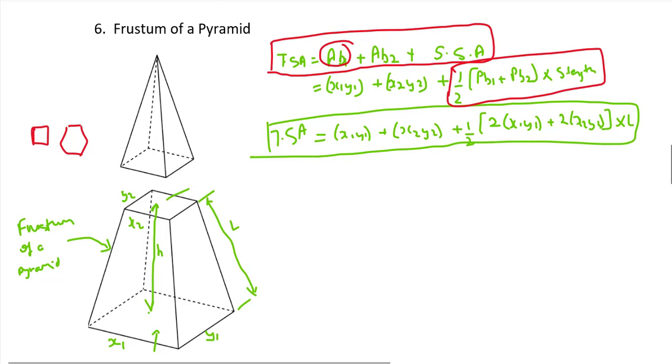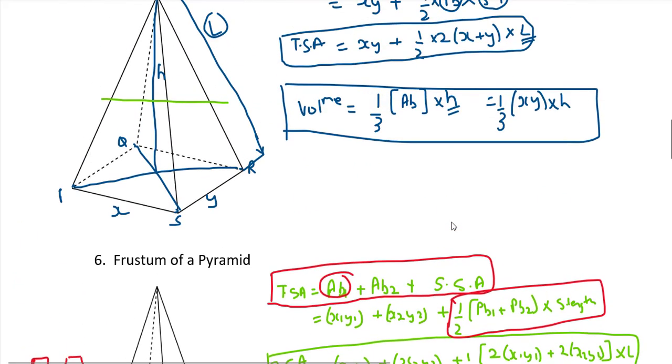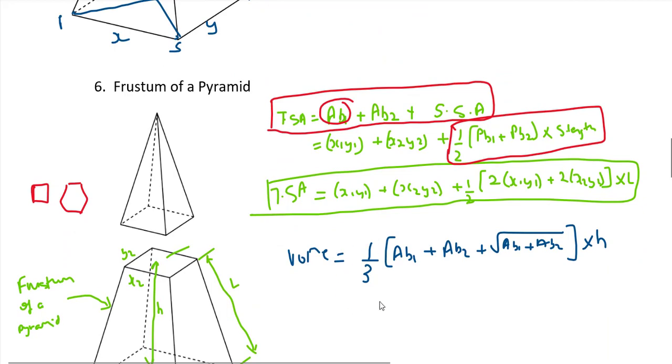And let us see how we find the volume of the first one. So volume will be given by, again, 1/3 into area of base 1 plus area of base 2 plus square root of area of base 1 into area of base 2, into the vertical height h. If you notice the similarity in the two formulas, volume of the pyramid was 1/3 of some area into vertical height h. This is also 1/3 of some area into vertical height h. The only difference is we have two areas in this case, the top area and the bottom area.